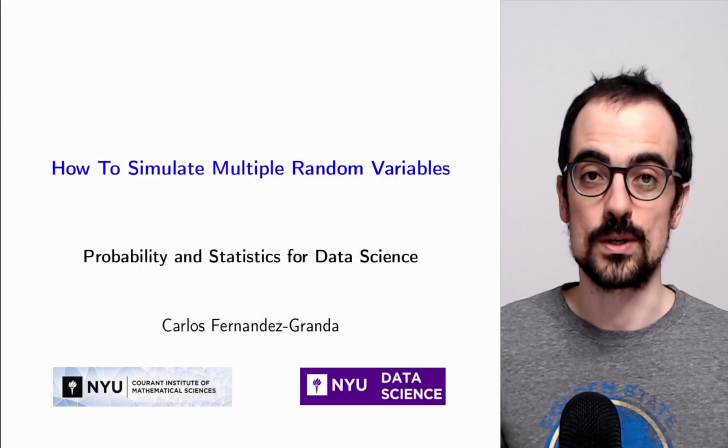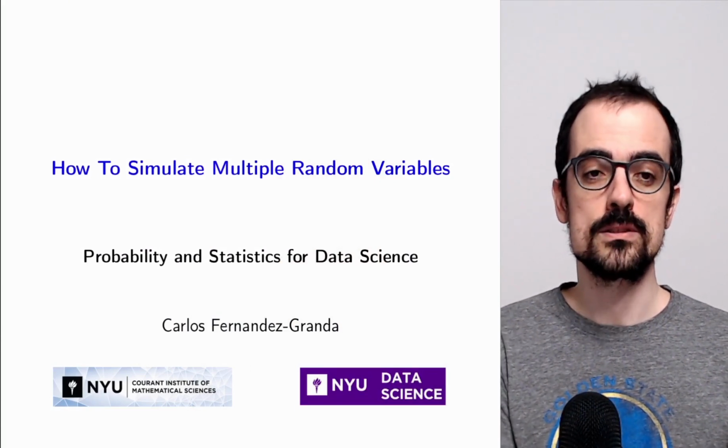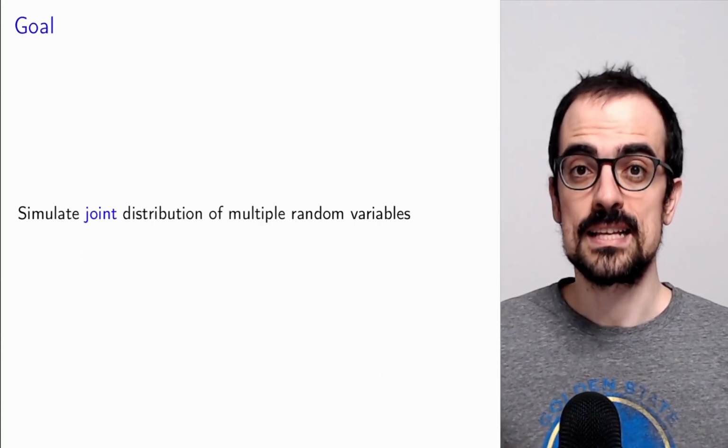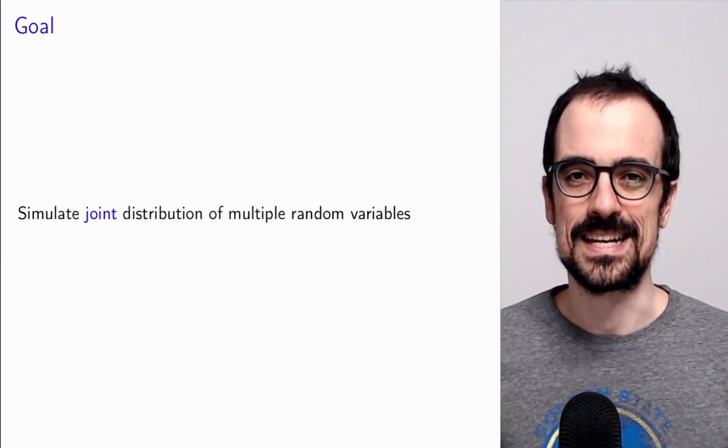We're going to learn how to exactly do that, jointly simulate multiple random variables. And again, the goal is to get the joint distribution right. We will see what I mean by that in a moment.